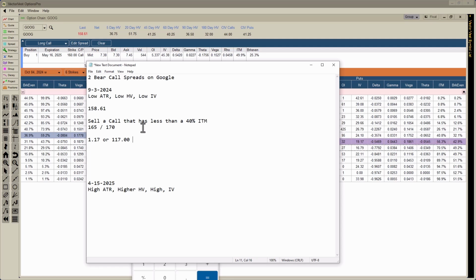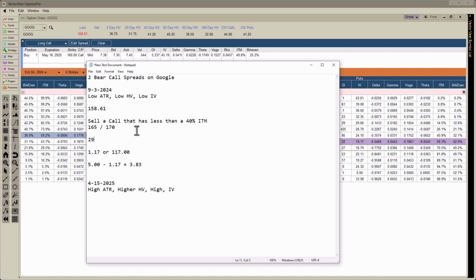Okay. Now, as far as risk on this trade, the risk of the trade is limited to the width of the spread. So $5 minus 117. That's going to equal $3.83. 383. I did that math in my head, so hopefully it's right. Okay, so that looks pretty good. It's got about a 29% chance of going against me.